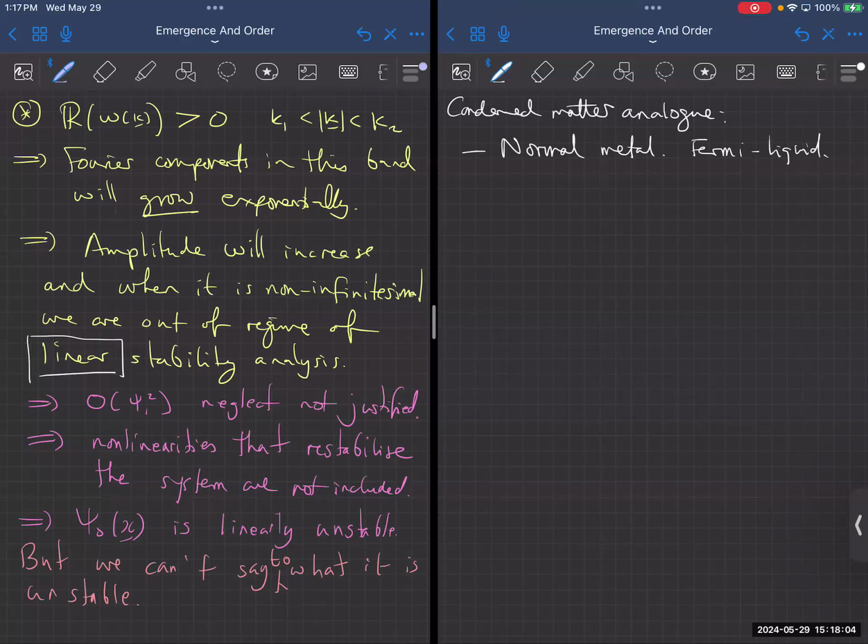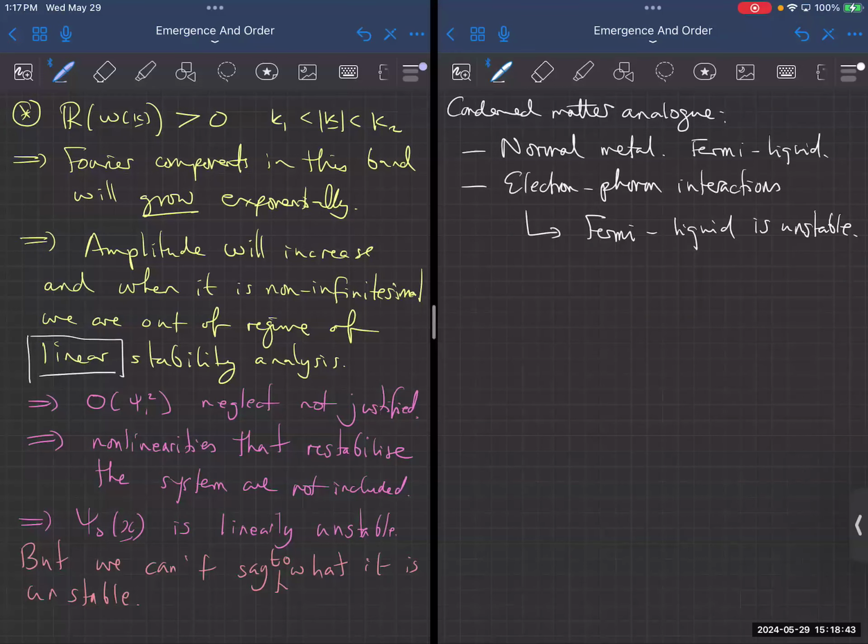And if we take such a normal metal and we subject it to electron-phonon interactions, what we can see is that the Fermi liquid is unstable to certain types of interactions. But you can't say what it's unstable towards. So people already knew Fermi liquids were unstable in the middle 1950s. But it wasn't until the Bardeen-Cooper-Schrieffer theory wrote down the wave function of the superconducting state that people knew what it's unstable towards.